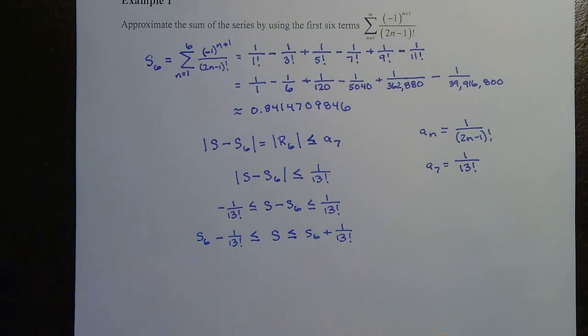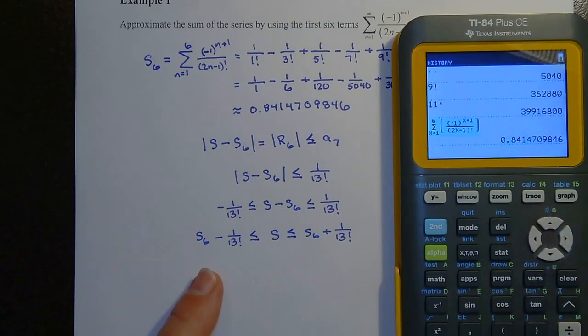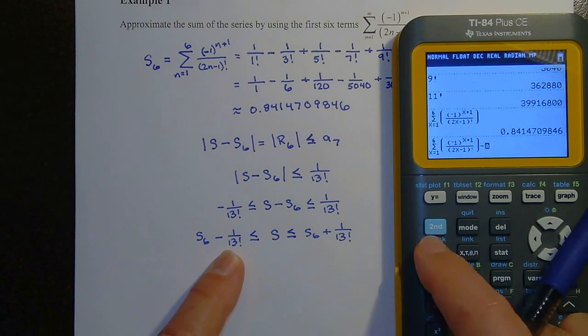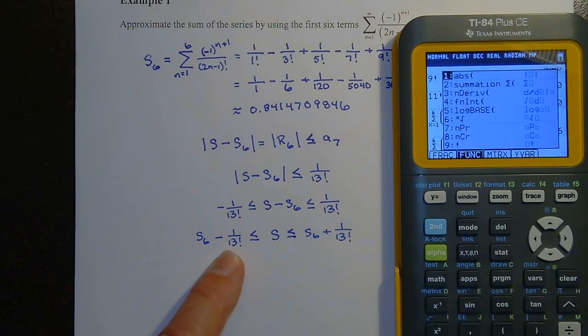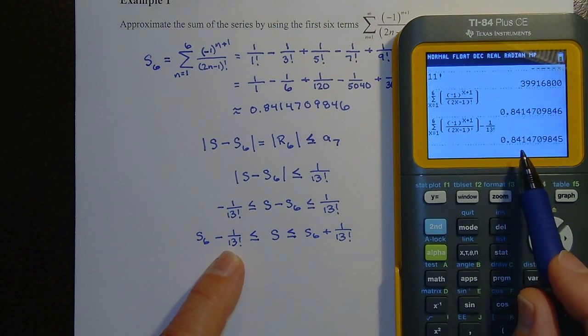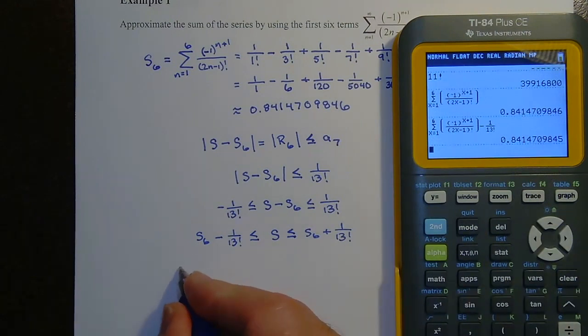So how can we do this? Well, we're going to take that sum that we did right there. I'm going to actually use the sigma notation, because that's my sum of my first 6 terms, and then I'm going to subtract 1 over 13 factorial. And that's what we get. So our sum is going to have to be bigger than this number right here.